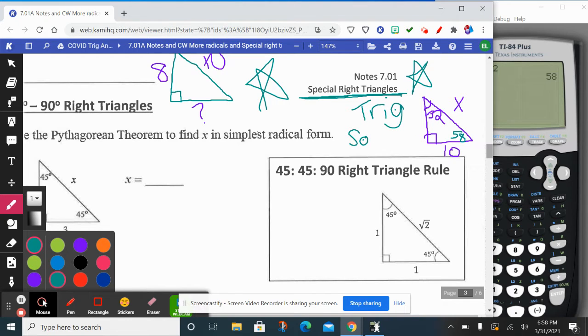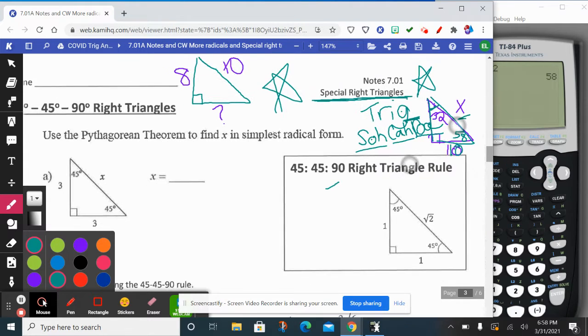sine, cosine, and tangent. So we have an acronym, SOHCAHTOA. You're going to be learning in our next lesson that it will help you find any sides of a right triangle given an angle measure and a side measure.